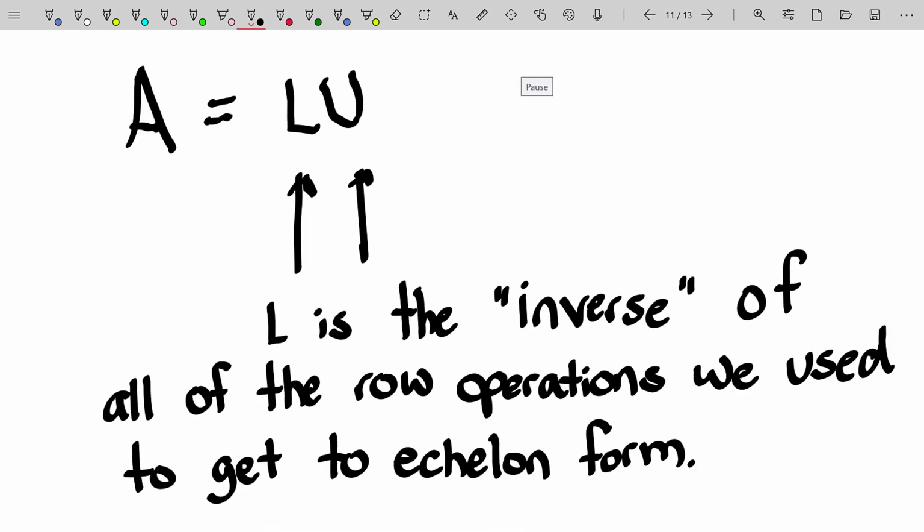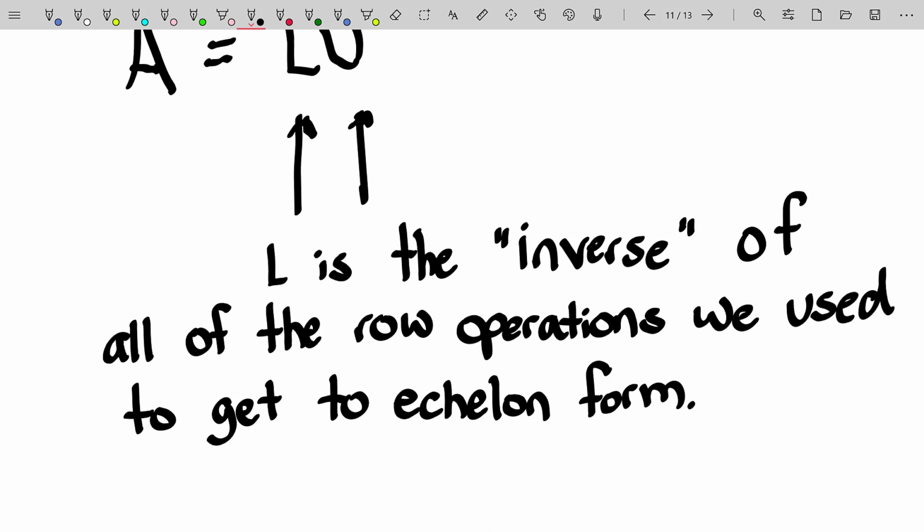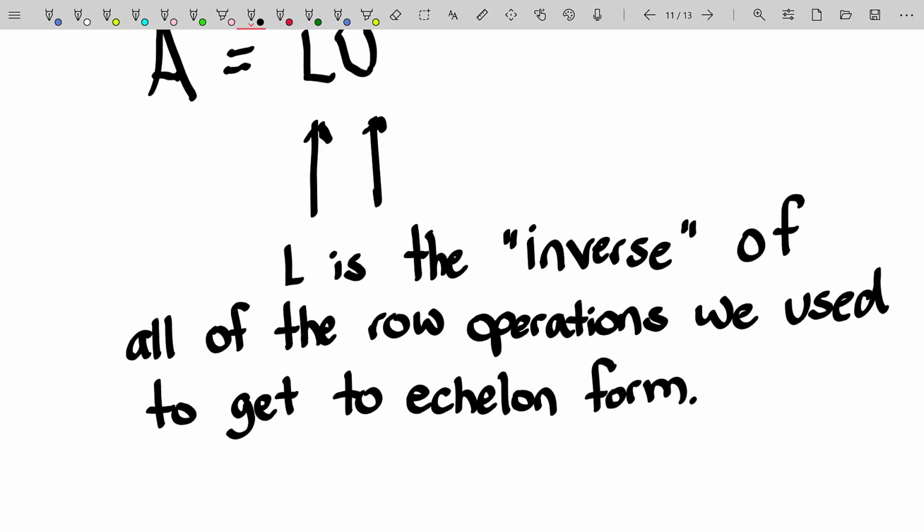So here I say L is the quote unquote inverse of all of the row operations we use to get to echelon form. I put quotes on that inverse because really it is the inverse of a product of elementary matrices that are representing the row operations performed on A. I just didn't want to write all that stuff out. It's actually much more understandable this way. L is just the inverse of all of the row operations we used to get the matrix A into row echelon form. And in fact, that statement right there is going to be super powerful when we start doing the actual algorithm.